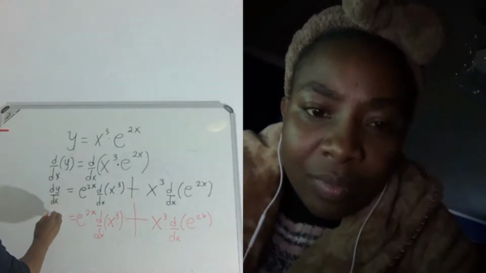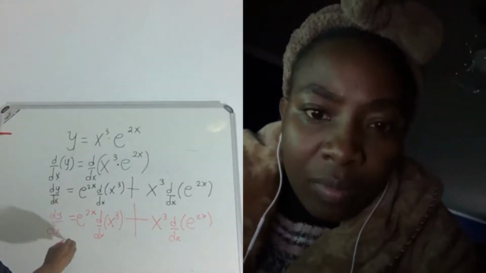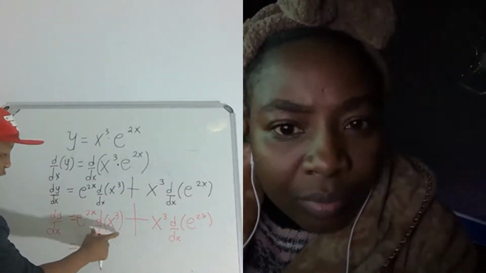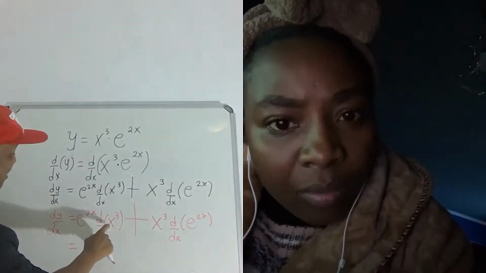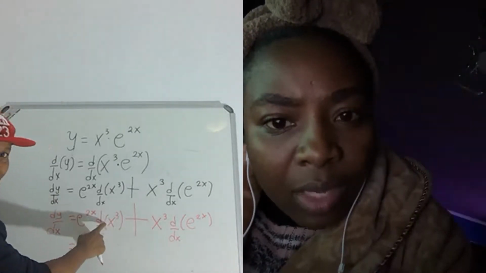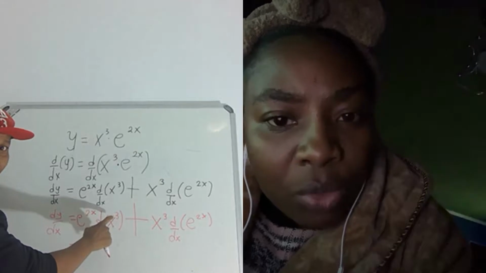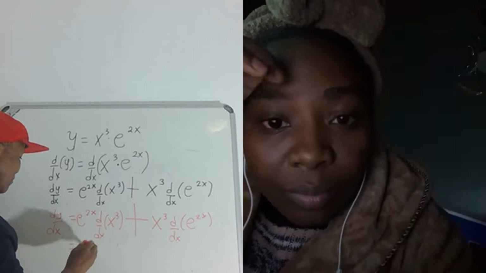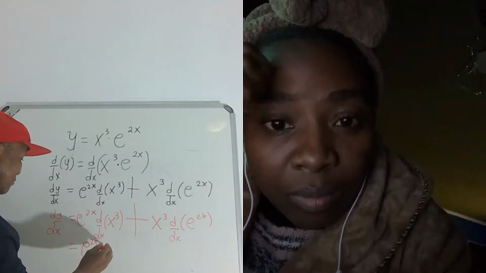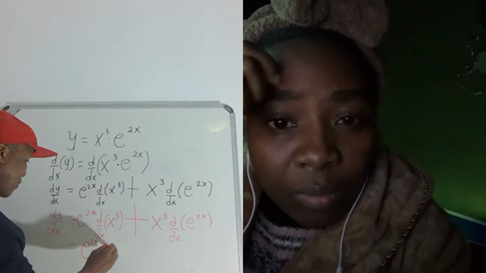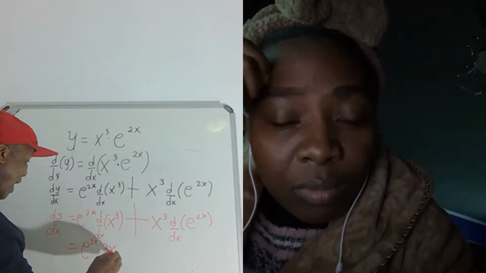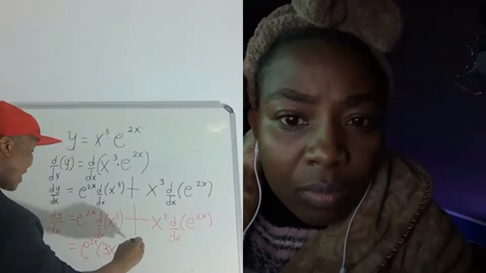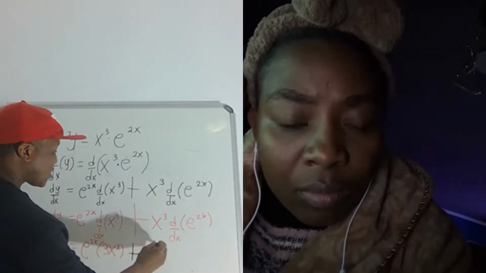This is going to be dy/dx equal to what? When you differentiate, here you focus on only this one. When you differentiate x cubed, what are you going to get? It's 3x to the power 2. So I'm going to say e to the power 2x times 3x squared. It's a good way, because these are like things. And then you say plus, this is going to be x cubed.